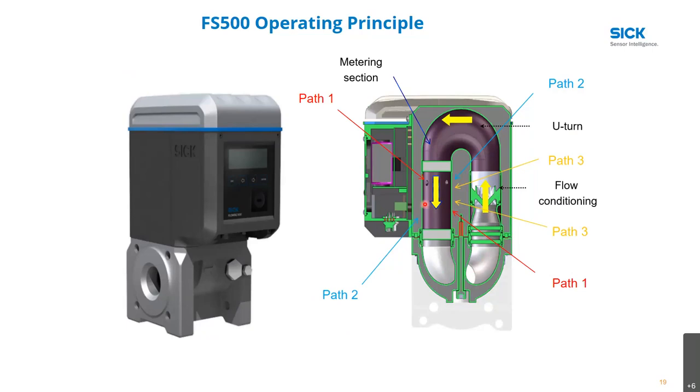Path three is used as a diagnostic path, and the way that works is paths one and two compare themselves to path three, and that's how you can do some diagnostics. If you see any kind of drift between the measurement of paths one and two and path three, there are alarms that will occur because your comparison is outside of specific tolerances.